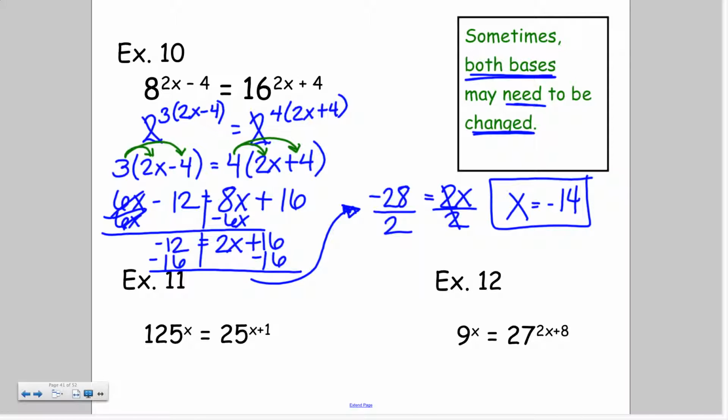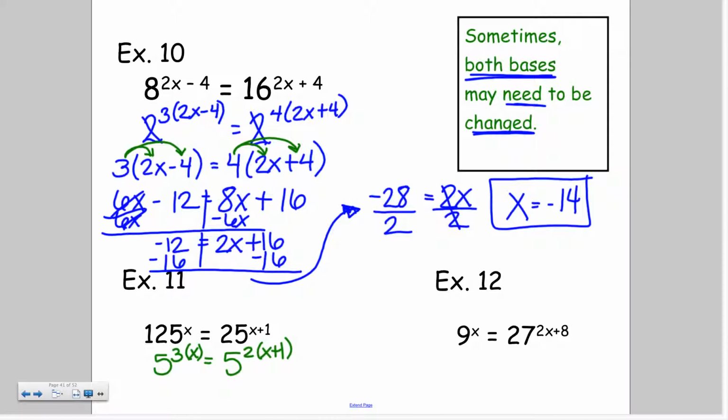All right. Number 11. If you want to pause these and try these next two, that's fine. See if you can find the exponent that goes with, or the base that goes with them. And then check and see if you got it right by clicking back on it, push and play, and starting it over again. All right, so this one is going to change to 5 raised to the third, and then 5 squared.